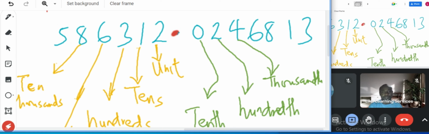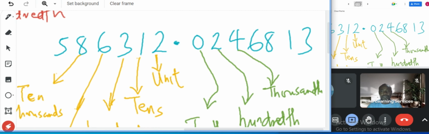Now, after the point, the first digit is tenth. The second digit after the point is hundredth. The third, thousandth. The fourth, ten thousandth, and so on. Okay. So remember again, by the way, this is usually called place value, isn't it?